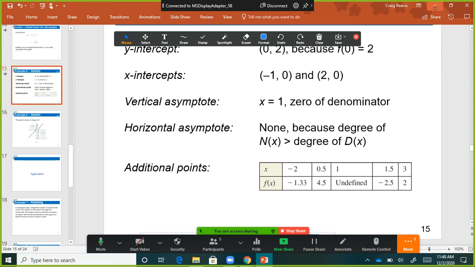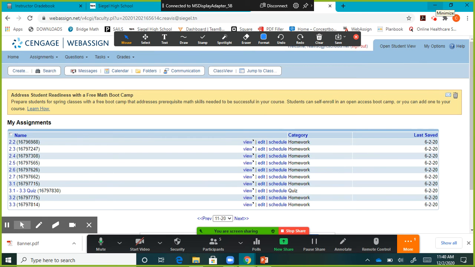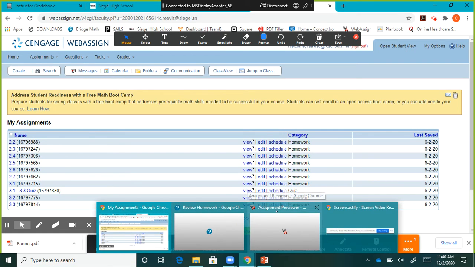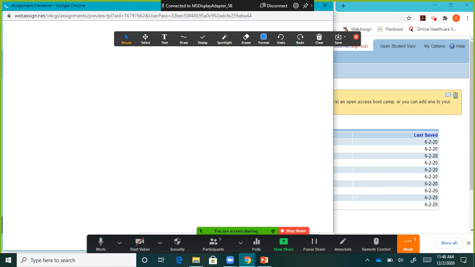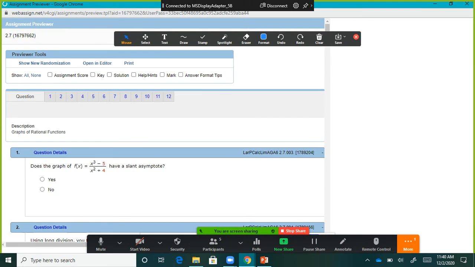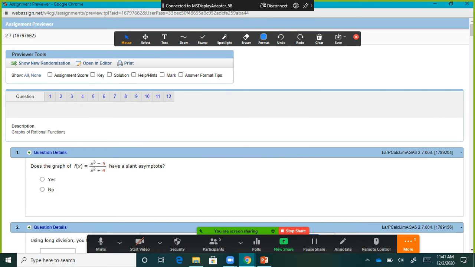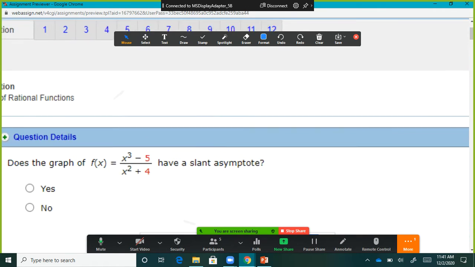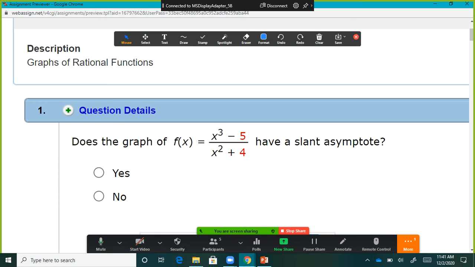Okay, so now what I want to do is pull up a couple of problems off our assignment so we can compare. All right, so question 1 on the assignment, it just wants to know, does it have a slant asymptote? Notice that right there. It's a little tough to see. But yeah, it's going to have one because the degree of the top is 1 degree more than the bottom one.